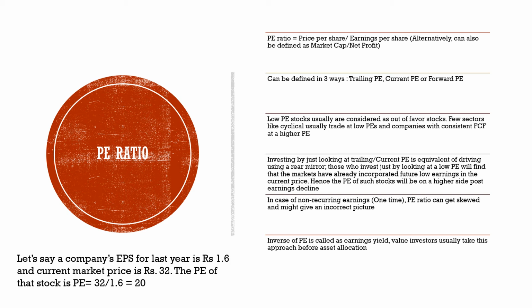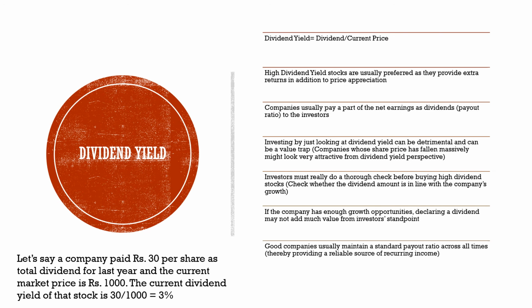You can compare it with its peers, or maybe you can take the average P/E of the particular sector, and then see whether the companies are trading at a higher multiple or a lower multiple. But then again, as I mentioned, it has its own flaws, the way P/E is being construed. So we should not just focus on P/E and take our investment decisions. Similar to the PE ratio, many investors also focus on something called dividend yield.